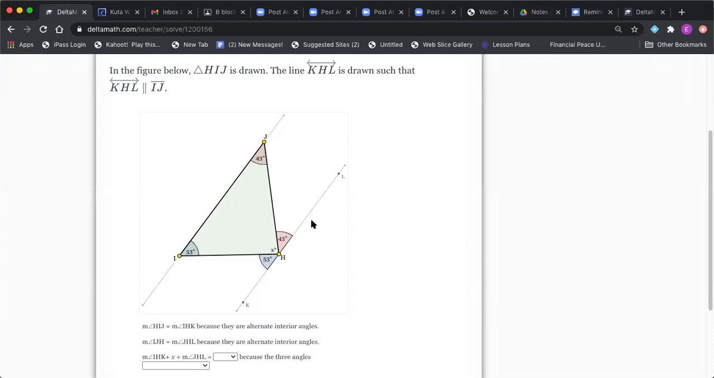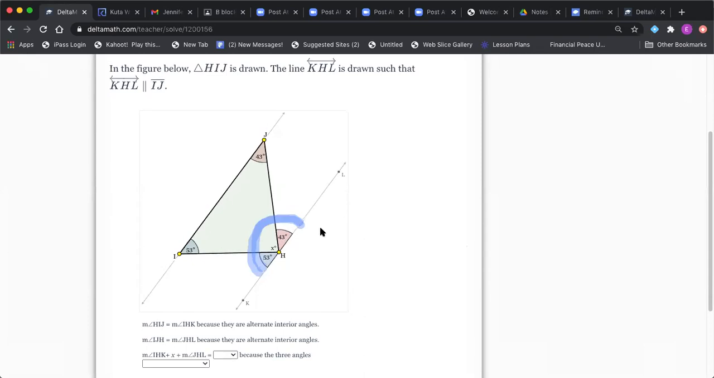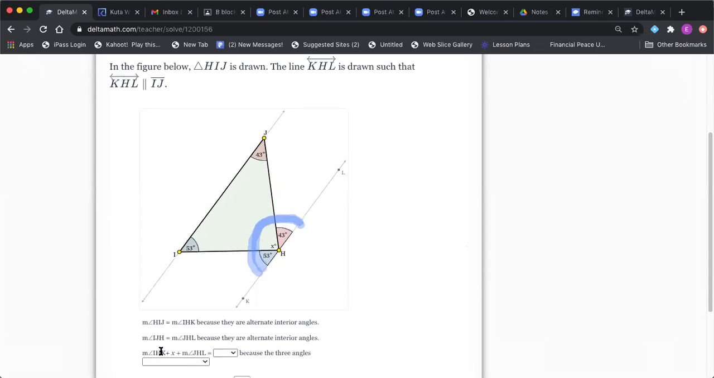So now look at what's going on right here. Guys, what do you know about these 3 angles? Someone tell me out loud. What's up with these 3? They all add up to 180. Yes, so that's the next thing they're asking me. These 3 angles, IHK, the angle that's marked X, plus JHL, all equal 180.